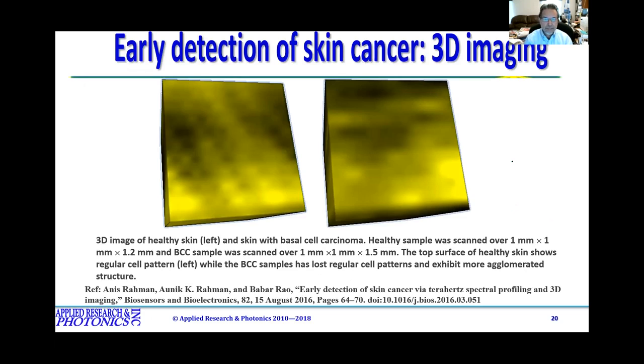So with that, now let me show you some of the images. This is also a basal cell carcinoma on the right side. This is a 3D image on the left of a healthy skin biopsy, and on the right, a basal cell carcinoma biopsy. As you can see on the left, again, a regular cellular pattern is intact in healthy cells, but on the right side, the basal cell carcinoma sample has cells at the onset of cell agglomeration, which means that it could form a tumor or a cancer.